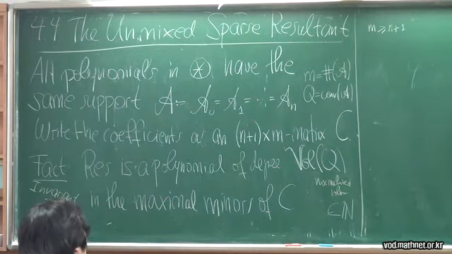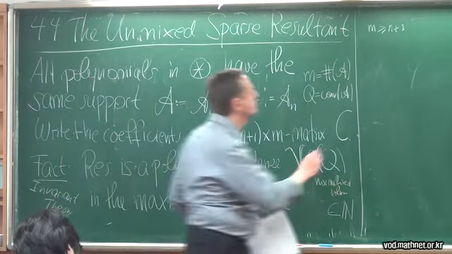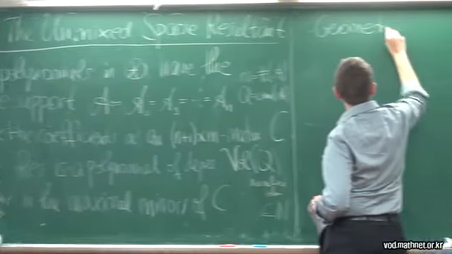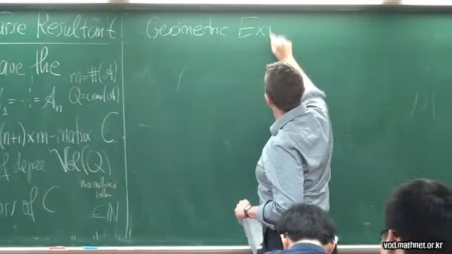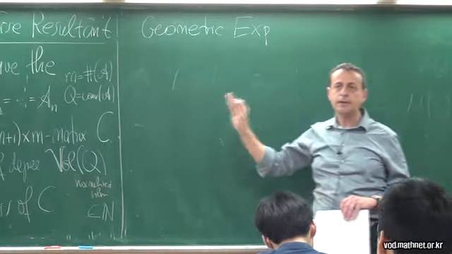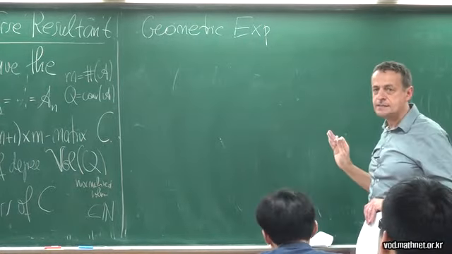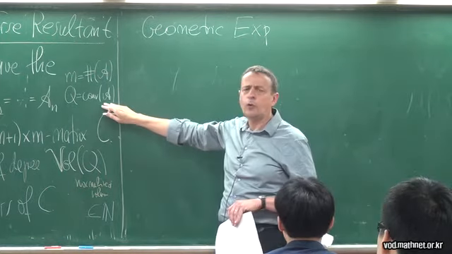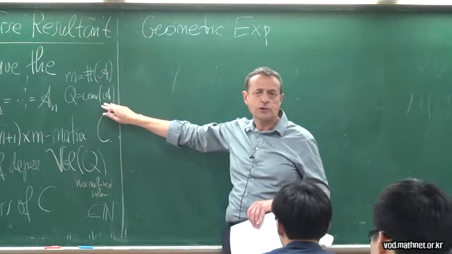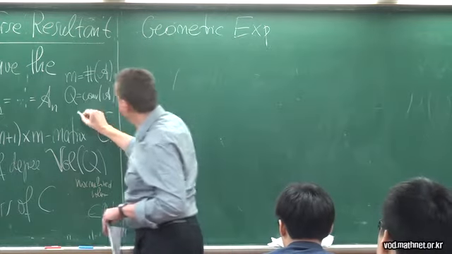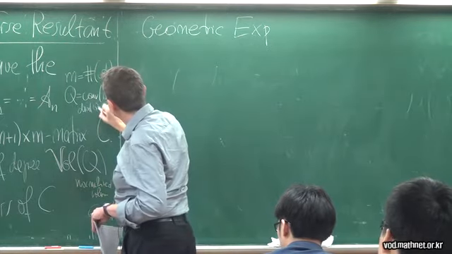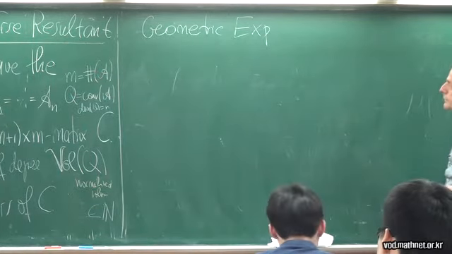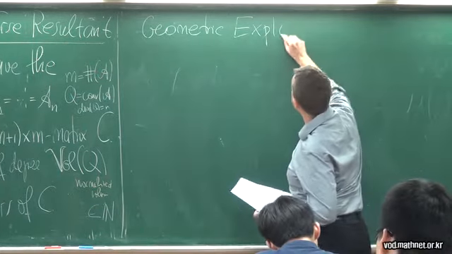So let's see how we can understand this. So I would like to give you a geometric explanation and one example. Is the statement clear? So I'm claiming if you have an unmixed system, there is a sparse resultant, and we assume this Q is full dimensional, so it's essential. Right? So the dimension of Q is n, so everything is essential, and then we can write it in terms of the maximal minors. So here's a geometric explanation.